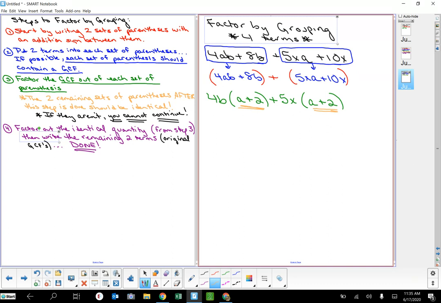Step 4, factor out the identical quantity. So this looks like problems you had in your last section. This is one term, right? And this is one term. And this is common to both, so you pull it out. And what do you have left over? Well, you have 4b plus 5x. And you're done. This is the answer.